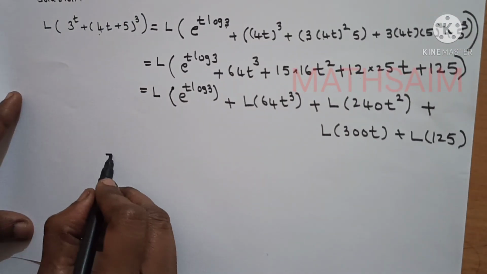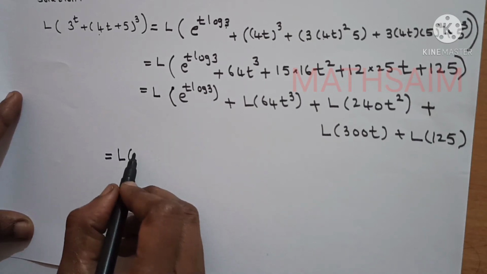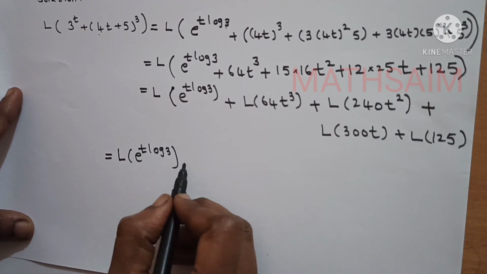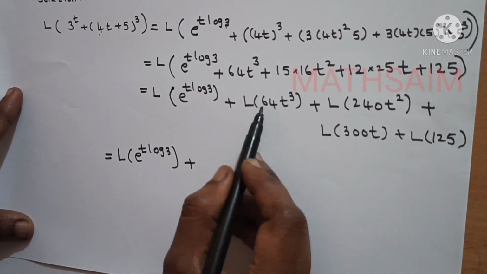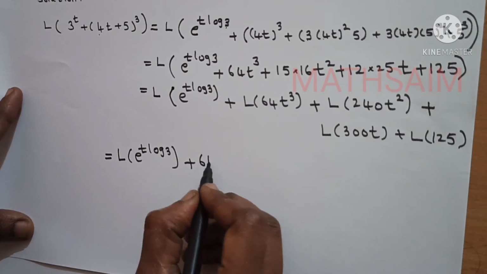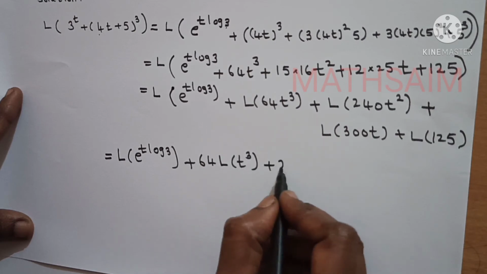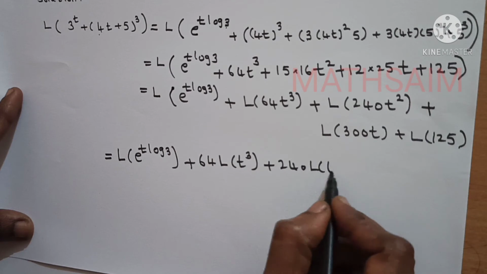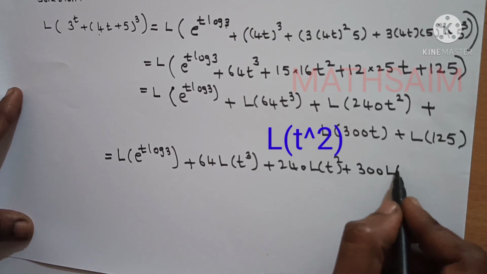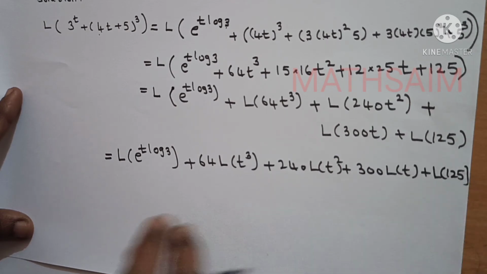Now this is equal to L of e power t into log 3 plus, this one is a constant term, so by the linear property you take the constant outside. So it is 64 into L of t cube plus 240 into L of t square plus 300 into L of t plus L of 125.